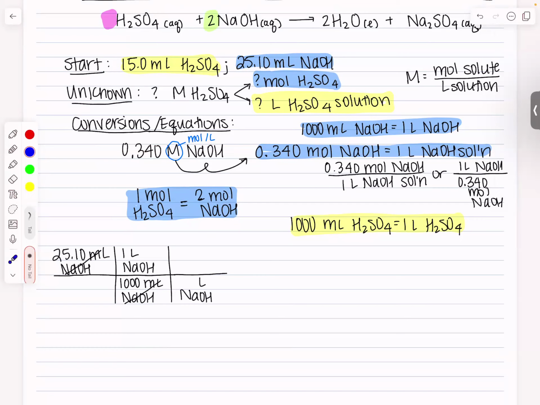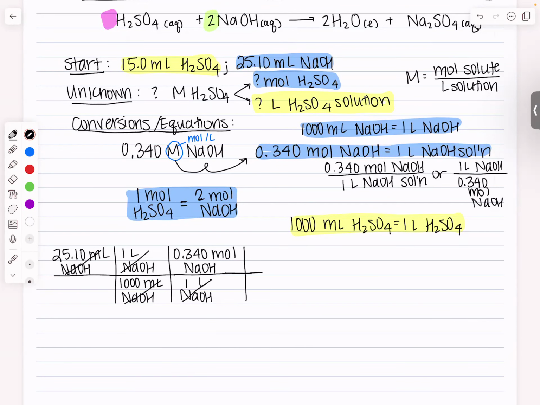The conversion factor that I haven't used yet that has liters of NaOH is my molarity. Now be careful when you're putting your molarity in. Don't put big M up here because that means mole per liter. So what I've written here is mole per liter, and that's not what I want. I want MOL. So don't abbreviate moles as M. Write out MOL. So liters of NaOH cancel. Now I have moles of NaOH.